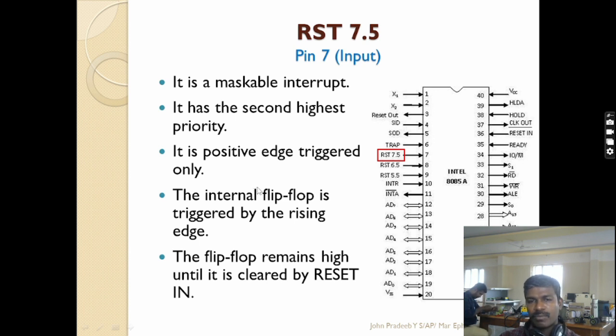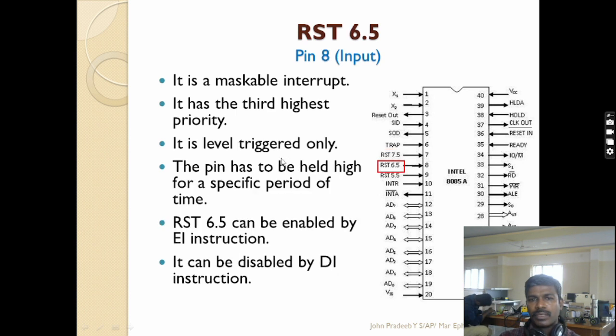The next pin is RST 7.5. It is a maskable interrupt with the second highest priority. It can be hidden by using the mask interrupt, and it is a positive edge triggered pin. The next, RST 6.5, is also a maskable interrupt. It has the third highest priority and is level triggered only. RST 7.5, 6.5 and 5.5 can be enabled by the EI instruction and disabled by the DI instruction.